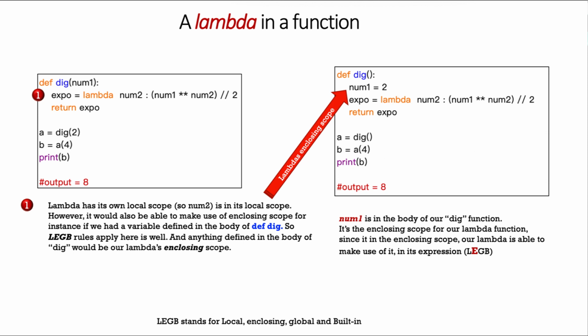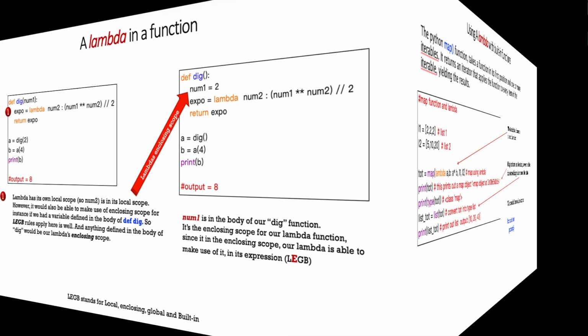On the right-hand side, where we actually put num1 equals 2, num1 is in the body of our dig function. It's the enclosing scope for our lambda function. Since it's in the enclosing scope, our lambda is able to make use of it in its expression. It's the E, right? Enclosing in LEGB, the LEGB rule.